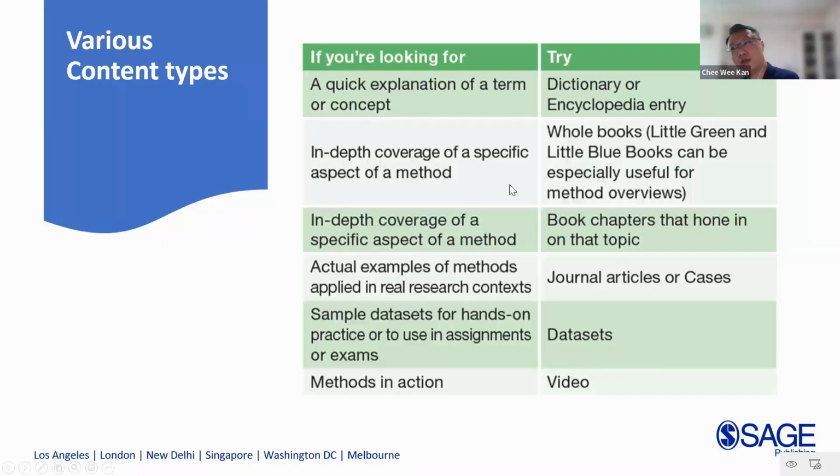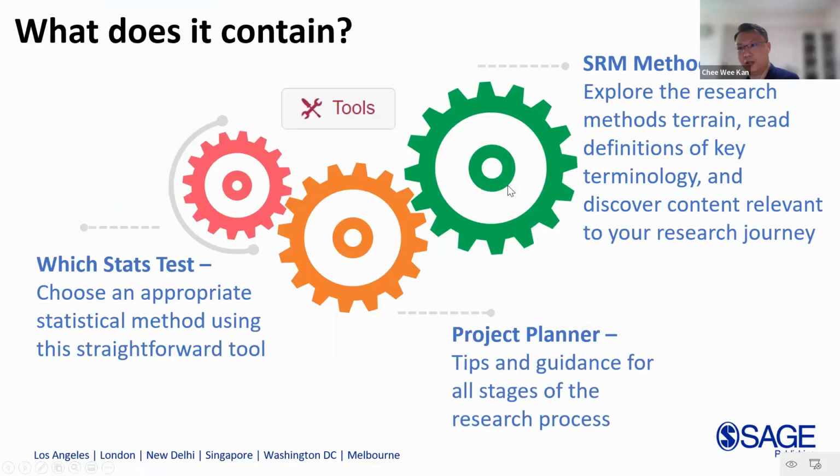So I just want to give you a little bit of awareness of the tools itself. In the SRM platform, there are three types of tools. But today, I'm going to focus more on the methods map as well as the project planner. But I will just briefly share with you what the which stats test is.